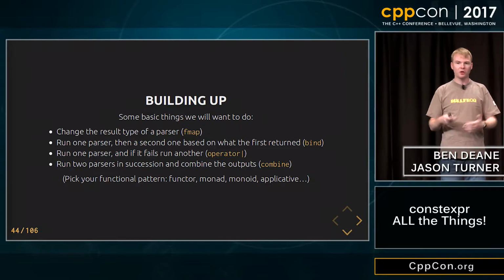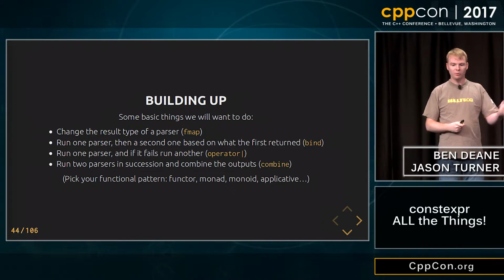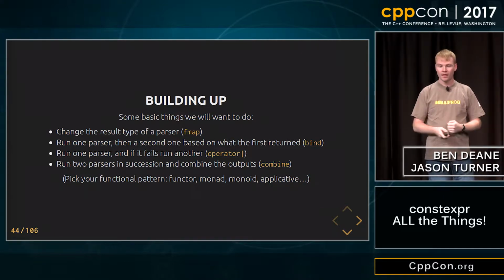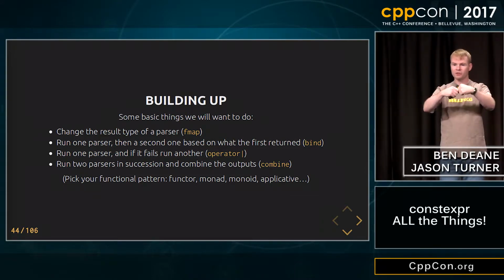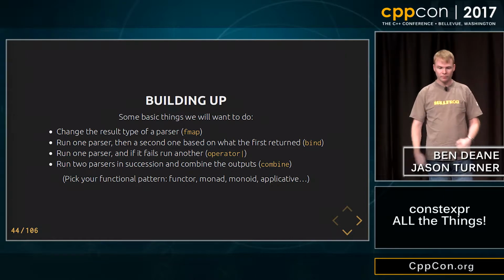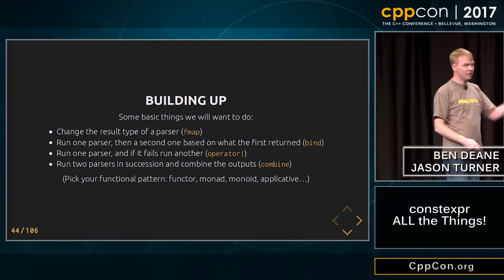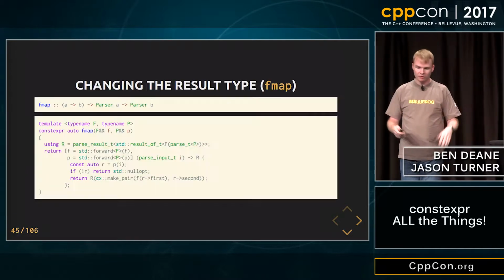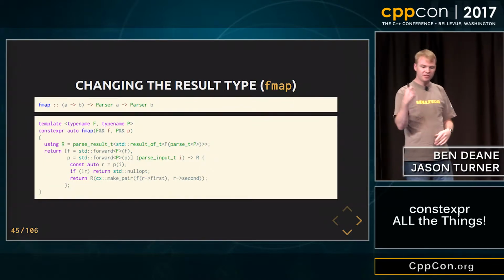These are kind of parser combinators that we want to write to fold things together. We might want to run one parser and then run a second one based on the result of the first one. We might want to alternate two parsers, so try one, and if it fails, try another one. And we might want to run two parsers in sequence and then combine their results together. So I'm not going to go deeply into the functional programming aspect, but if you know these patterns, they'll look familiar. So this is fmap.